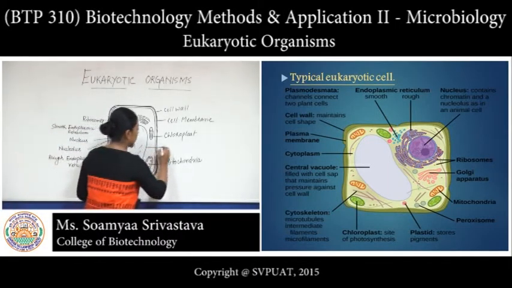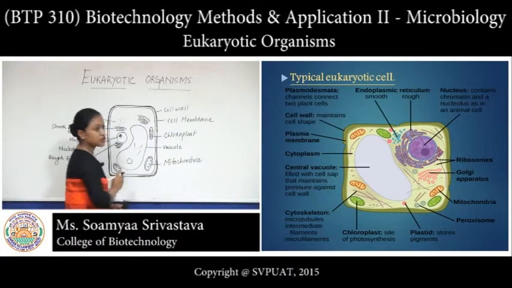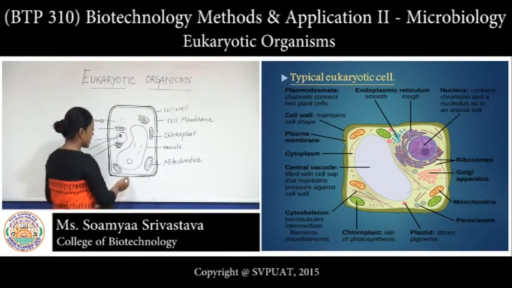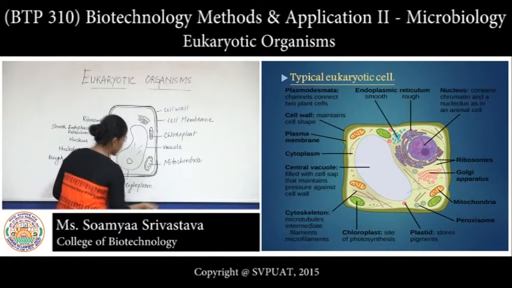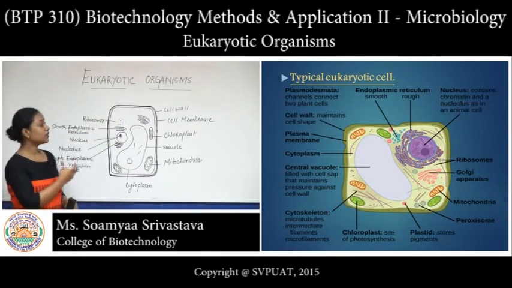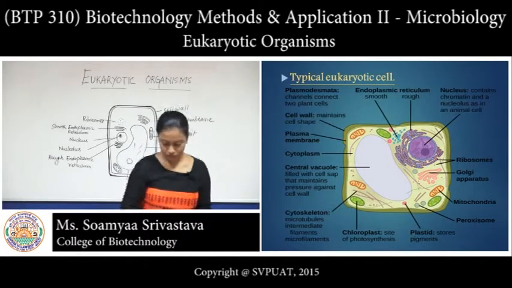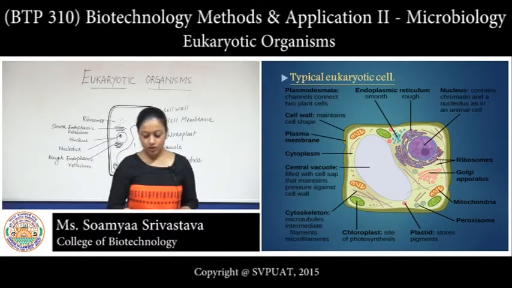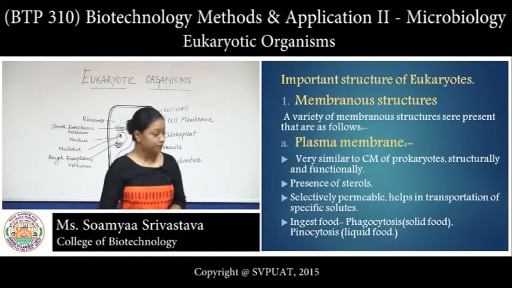Then we have this vacuole, which contains certain storage granules, and we have cytoplasm, which contains all these internal structures. Now let us discuss some of the important structures of eukaryotes.